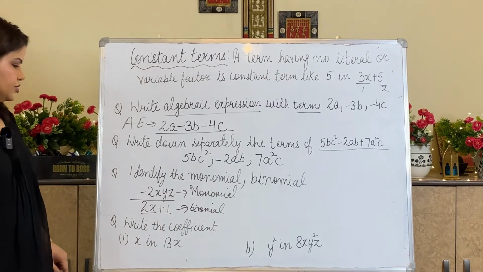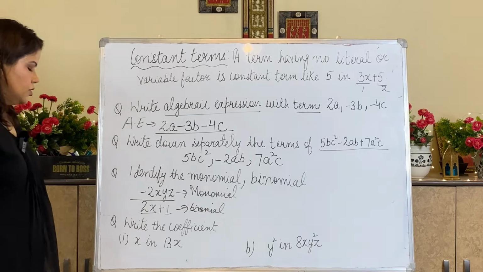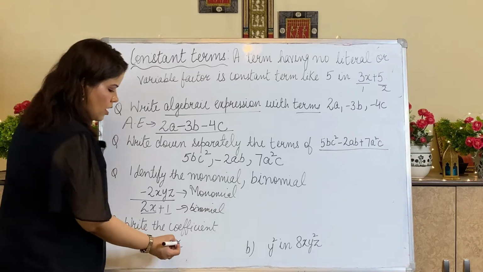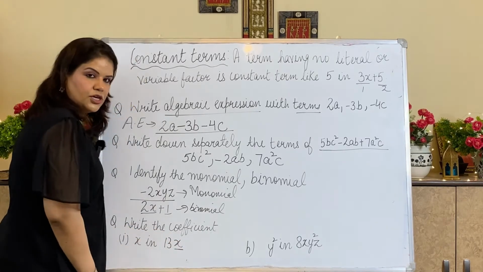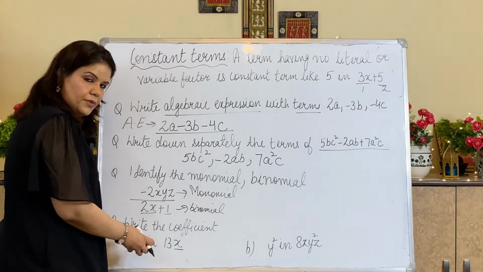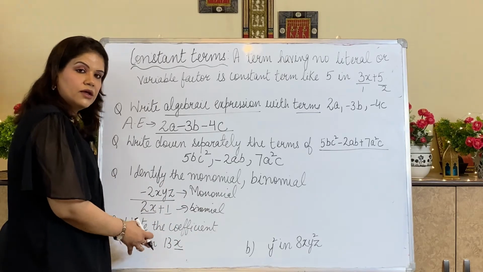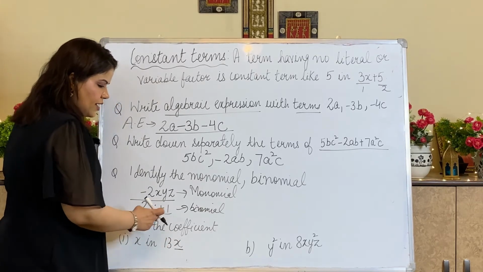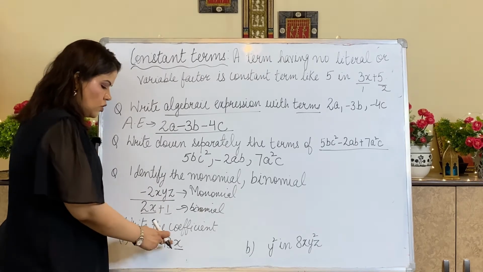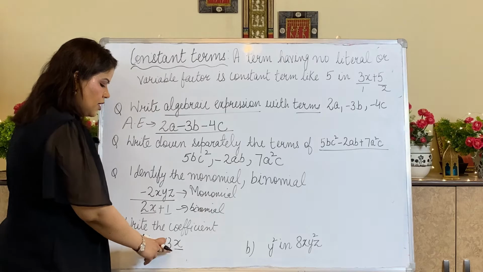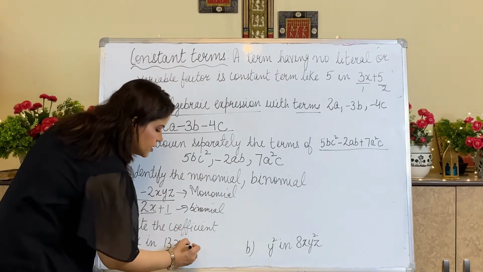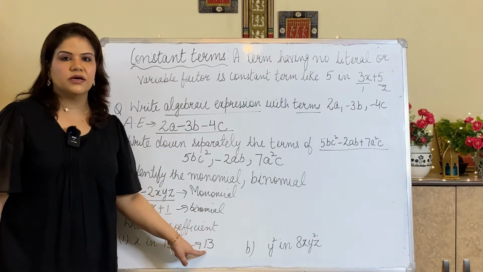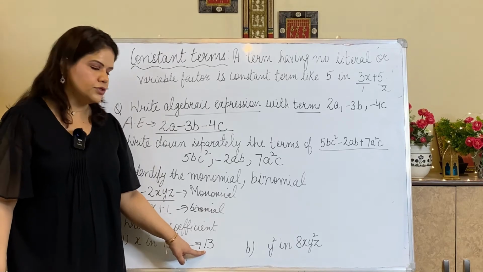Now my last question is, write the coefficient, first part, of x in 13x. I told you, if I am taking x as an algebraic term, whatever is standing in front of it as a multiplier, that will be its coefficient. Because he is asking, write the coefficient of x in 13x, I need to take x as an algebraic term. In front of it 13 is standing. So 13 is my coefficient. And I told you when only a number is there, that is called numerical coefficient.